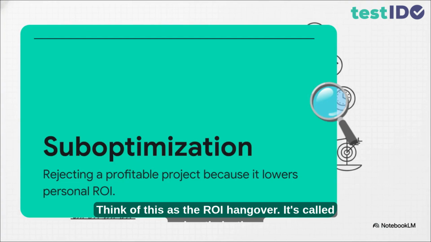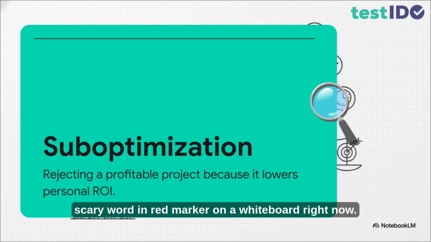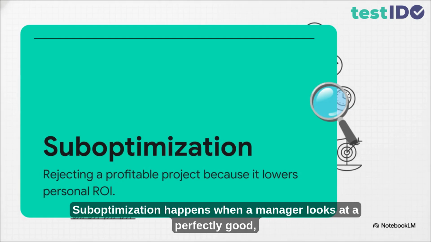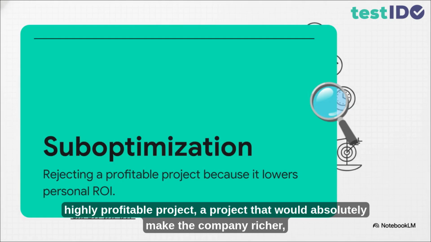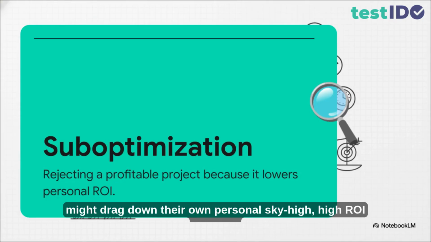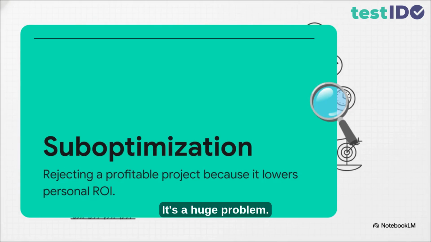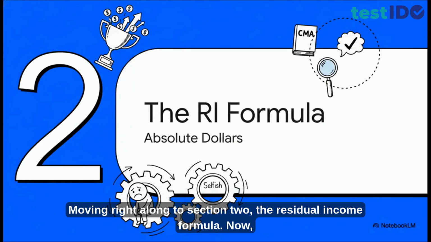Think of this as the ROI hangover. It's called suboptimization. Imagine I'm circling this big, scary word in red marker on a whiteboard right now. Suboptimization happens when a manager looks at a perfectly good, highly profitable project, a project that would absolutely make the company richer, and they just say, no. Why? Because bringing on that new project might drag down their own personal sky-high ROI average. So they optimize their own bonus, but they suboptimize the company. It's a huge problem. Moving right along to Section 2, the residual income formula.